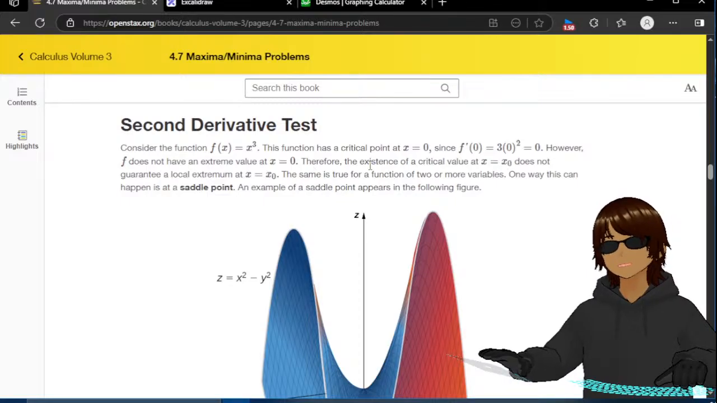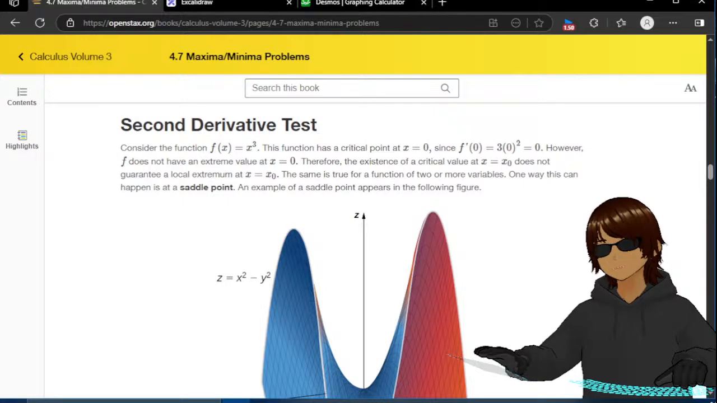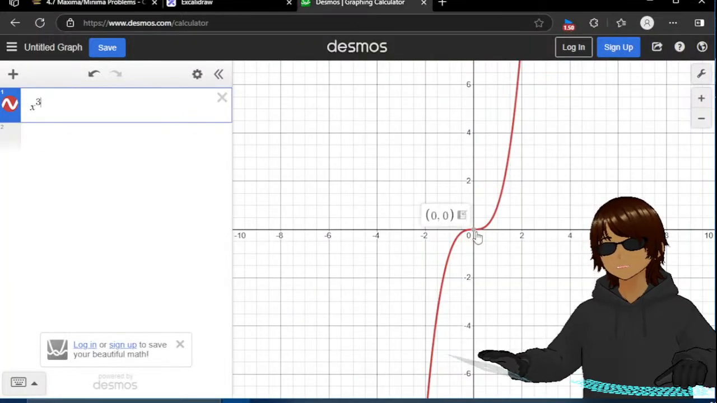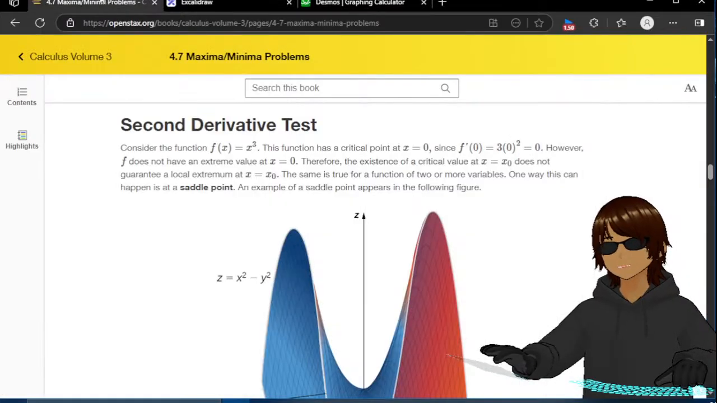The existence of a critical value at x equal to x naught does not guarantee a local minimum at x equal to x naught. Okay, we have a critical point over here because the derivative is 0, but it's not an extremum.